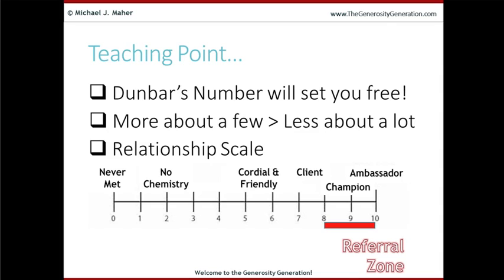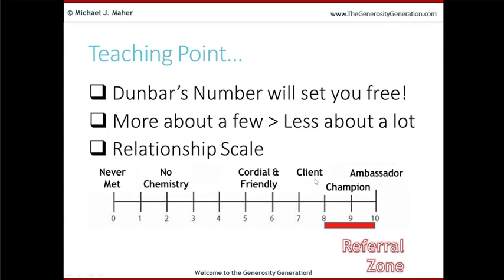Next is the relationship scale. We build relationships wrong historically, right? And unfortunately, this is because of the training in the real estate field. So here's the deal. Here is the relationship scale, 0 to 10. A 0 is somebody you've never met. Now, 1 through 3 is somebody you don't have chemistry with. For one reason or another, it just doesn't work. 4 through 7 is cordial and friendly. People you hang out with, either a lot or a little bit.